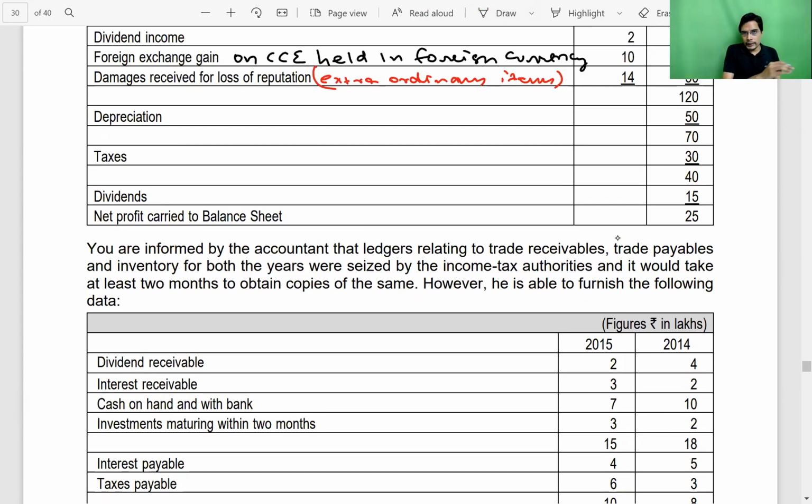About foreign currency, we discussed it in a separate video. So if you have not seen that video, first see the video of treatment of foreign currency items in preparation of CFS, and then you come back to this question.